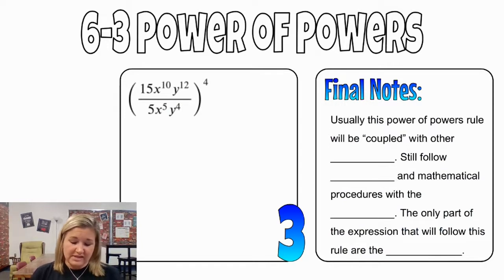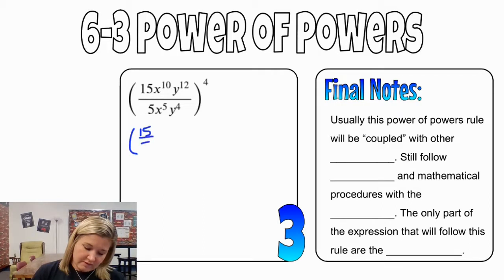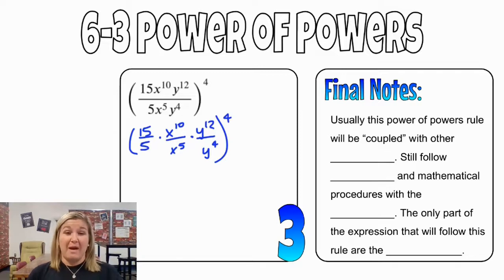All right, so this last example here, I am raising something to the 4th power. I also have division, and I have 2 variables here, so it's going to take just a little bit longer. I'm going to have 15 divided by 5 times x to the 10th divided by x to the 5th, and then y to the 12th divided by y to the 4th, and then raise it to the 4th power there.